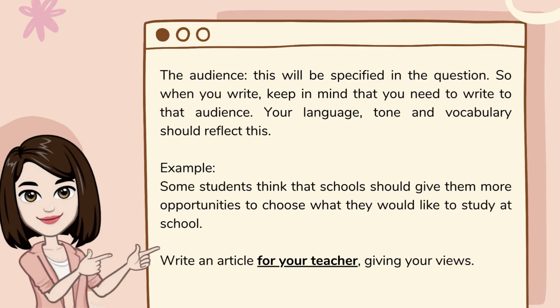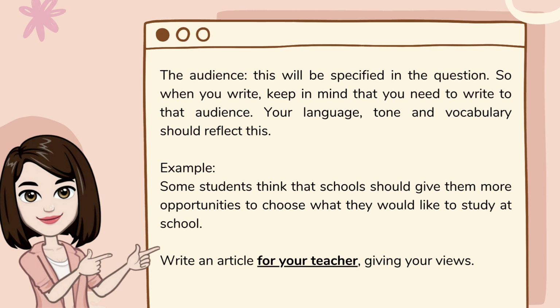Check the audience. Analyze for whom do you write this article for? So the audience, this will be specified in the question. So when you write, keep in mind that you need to write to that audience. Your language, your tone, and vocabulary should reflect this.